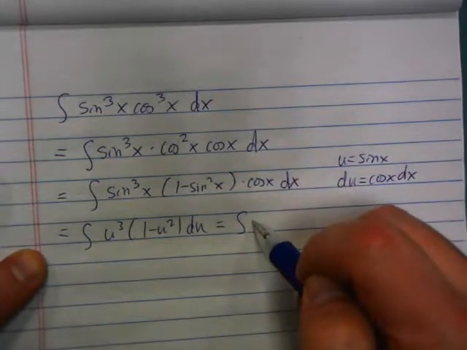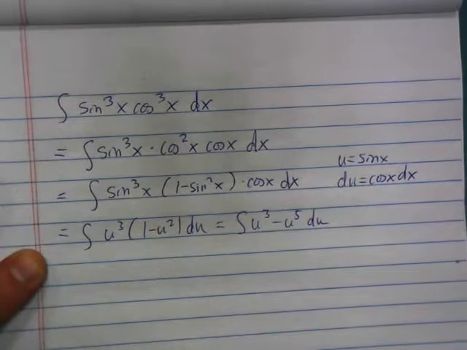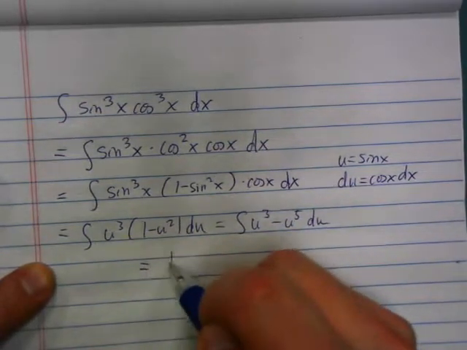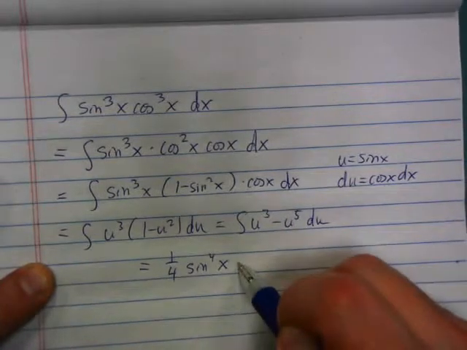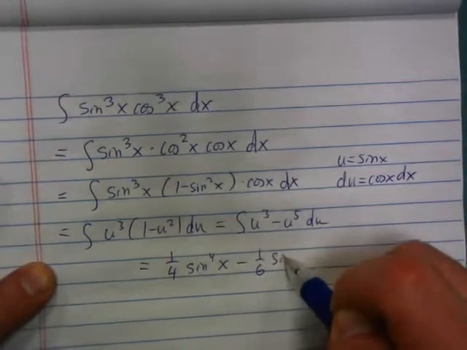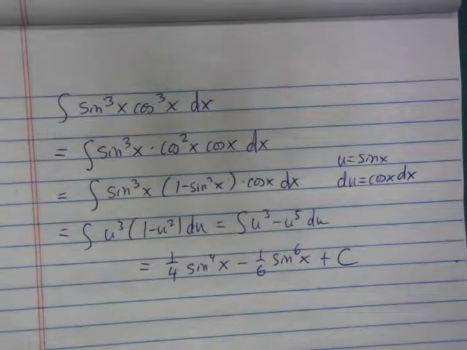That's the integral of u cubed minus u to the 5th du. Looks like our final answer is going to be 1/4 sine to the 4th x minus 1/6 sine to the 6th x plus c. Questions on that?